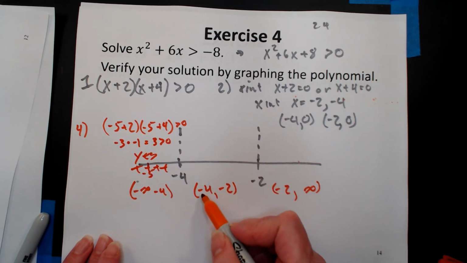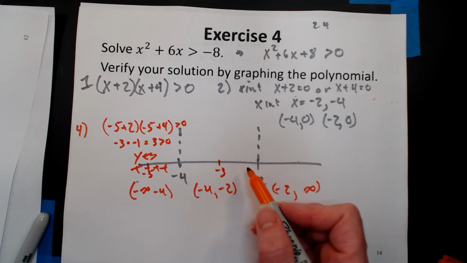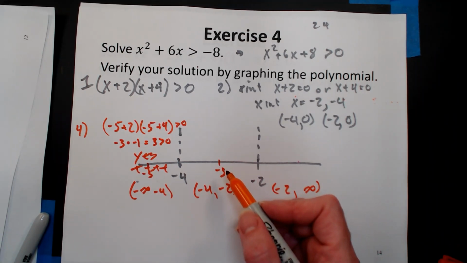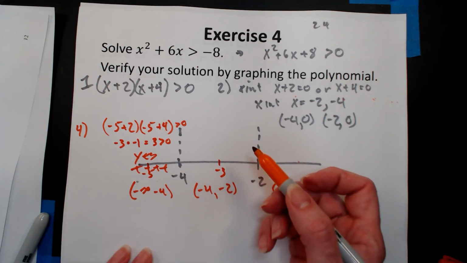Here I need to plug in something between negative 4 and negative 2. Negative 3 would be the natural choice there. There's an infinite number of numbers. You could choose negative 2.5. You could choose negative 3.5. We don't pick decimals unless we usually have to.